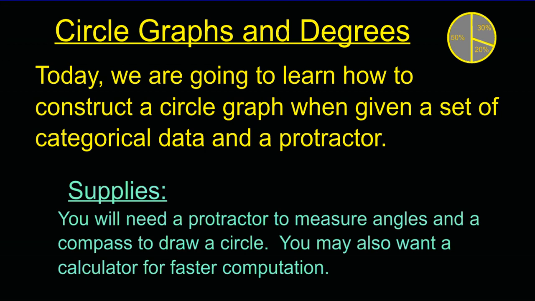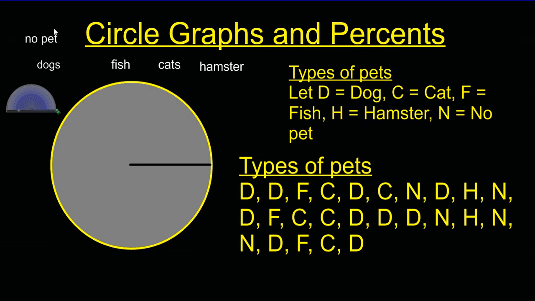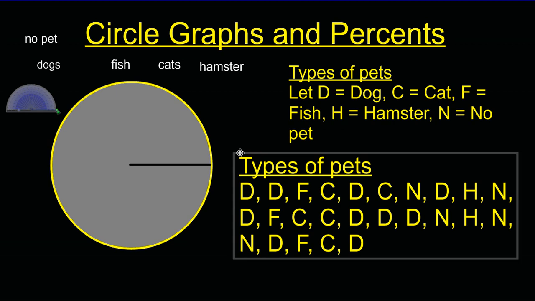So here we go. We have this problem. Types of pets. Let D equal dog, C equal cat, F equal fish, H hamster, and N is no pet. And we're going to construct a circle graph using this set of data. The first thing that we need to do is set up a ratio.